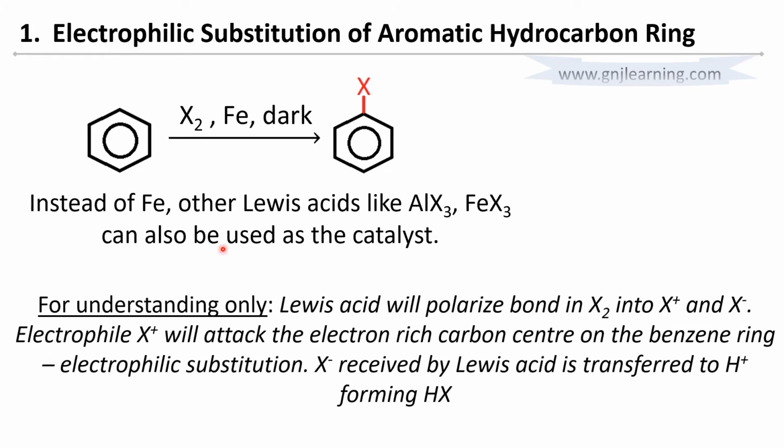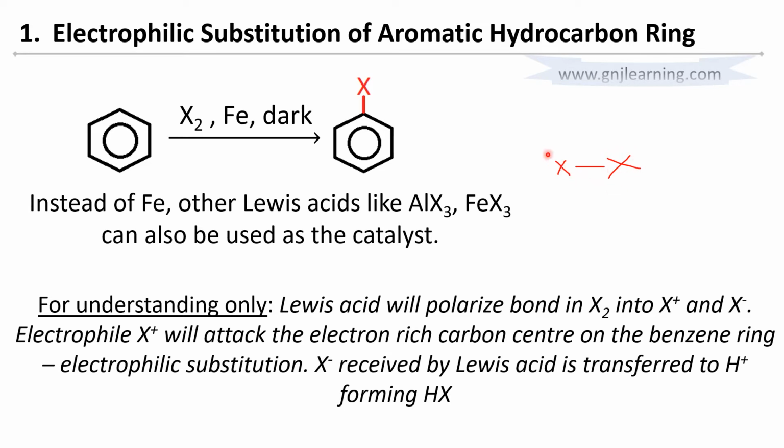So how to understand the mechanism? Lewis acid will polarize the bond in X2. I will draw it here. I have the X-X bond. The Lewis acid, being an electron deficient group with a positive charge, will polarize this bond. It will break this bond and take away the negative X.